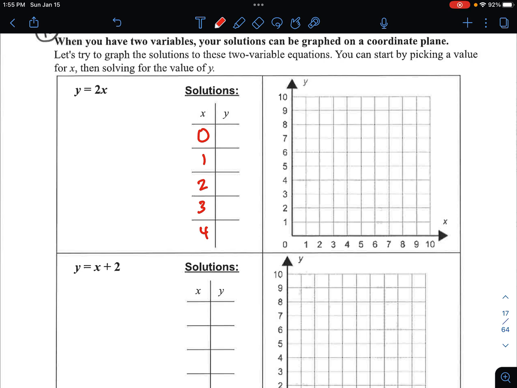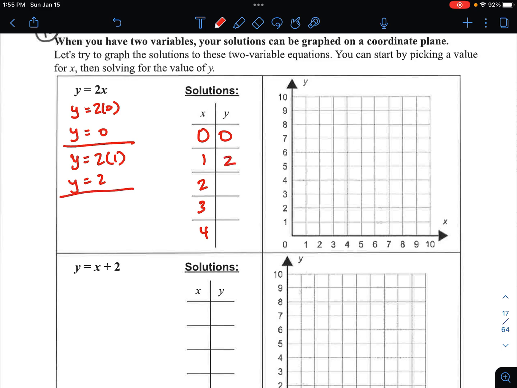So what happens when x is 0? 2 times 0, what does that equal? Well, that equals 0, right? When x is 1, what happens? y equals 2 times 1. Oh, 2 times 1 is just 2, so y would equal 2.